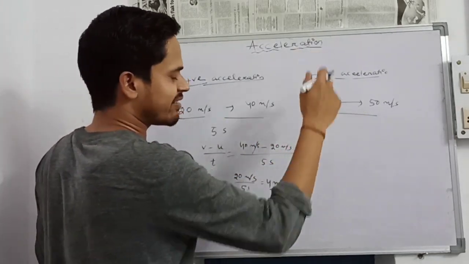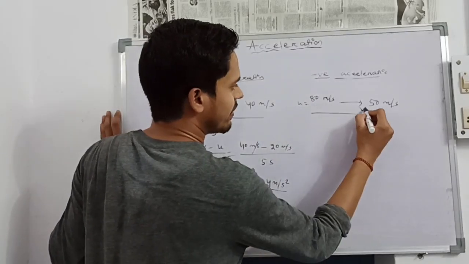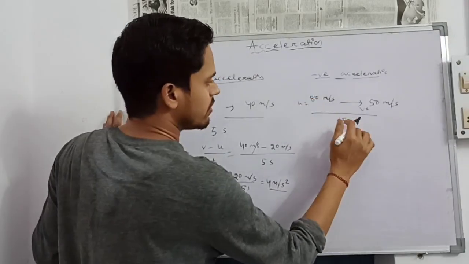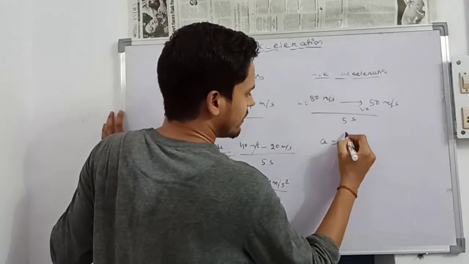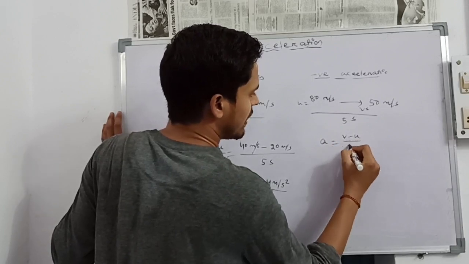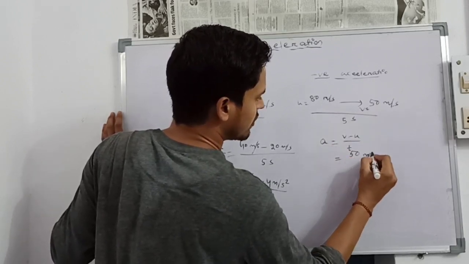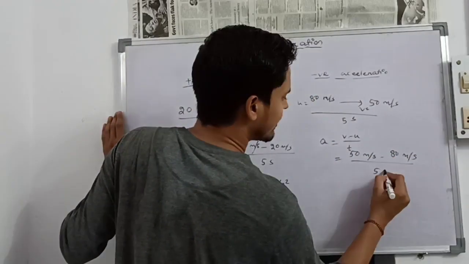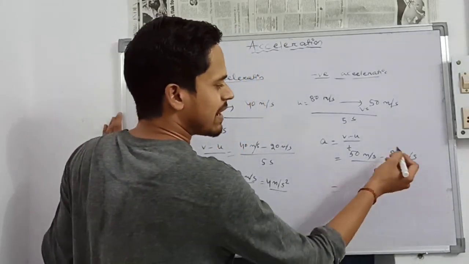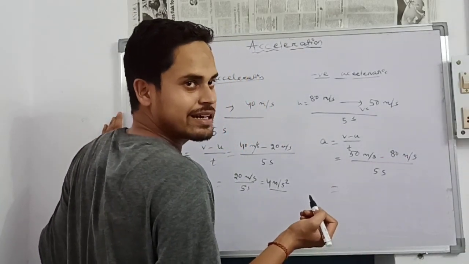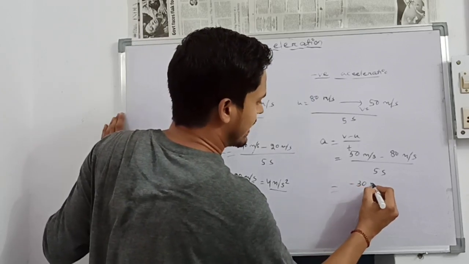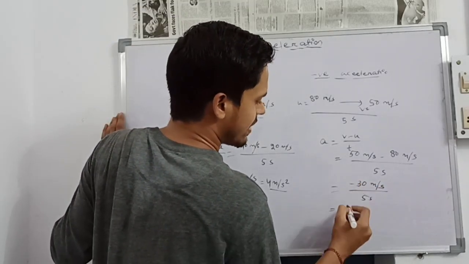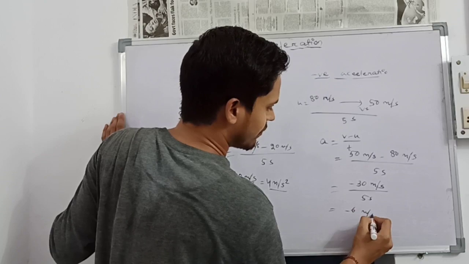But in this case, this is u, this is v, and let the time be the same, 5 seconds. So the acceleration will be v minus u by t. v is 50 meter per second minus 80 meter per second, divided by 5 seconds. And here 50 minus 80, what is the answer? 30 or minus 30? Minus 30 meter per second. Yes or no? Divided by 5 seconds. 30 by 5, it is minus 6 meter per second.